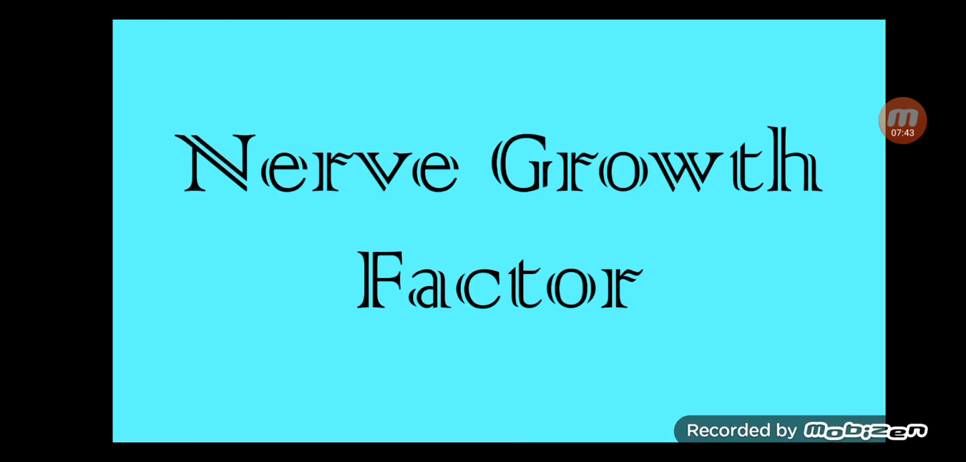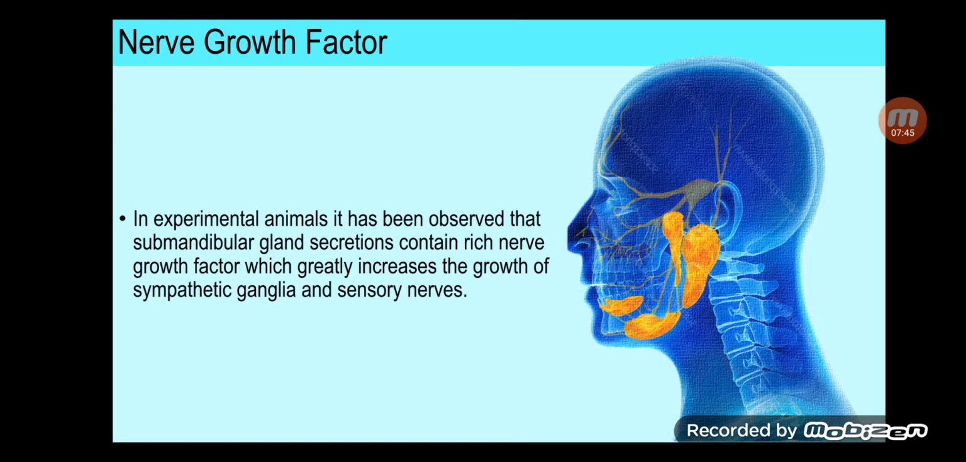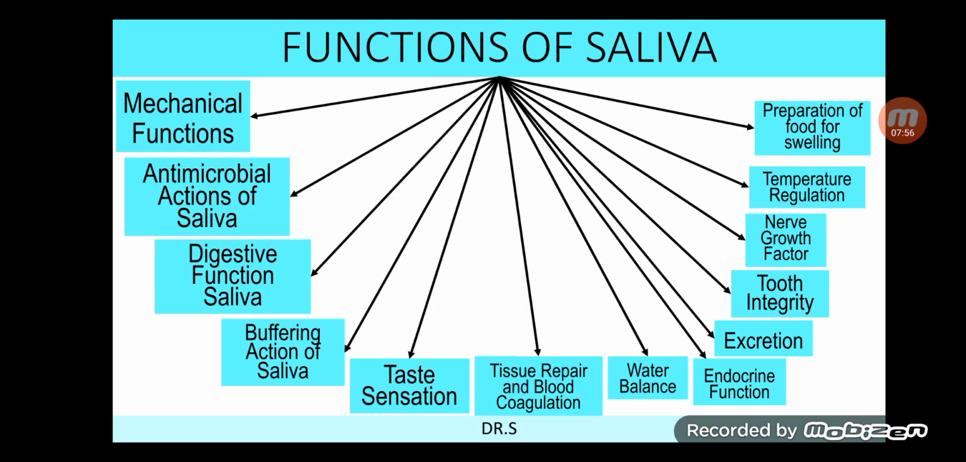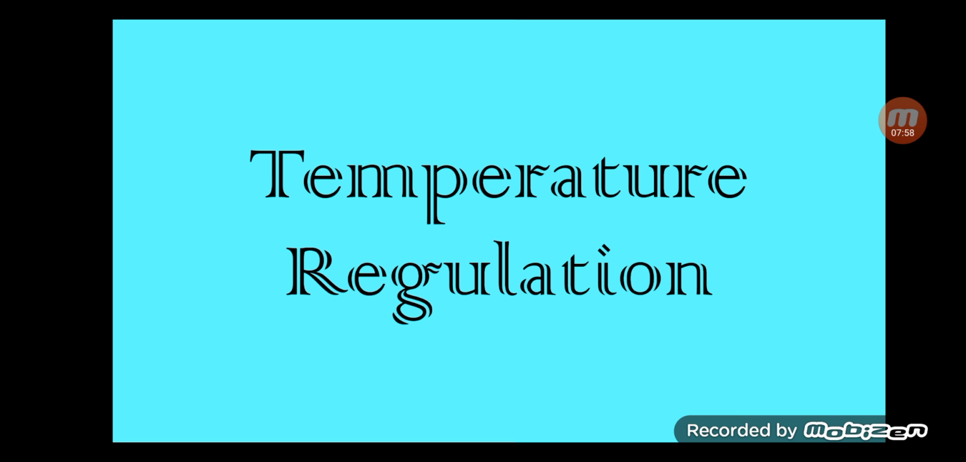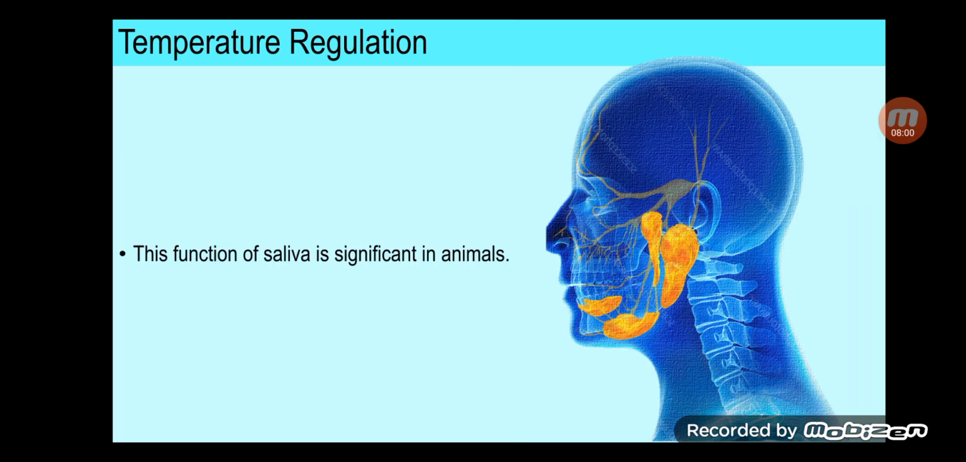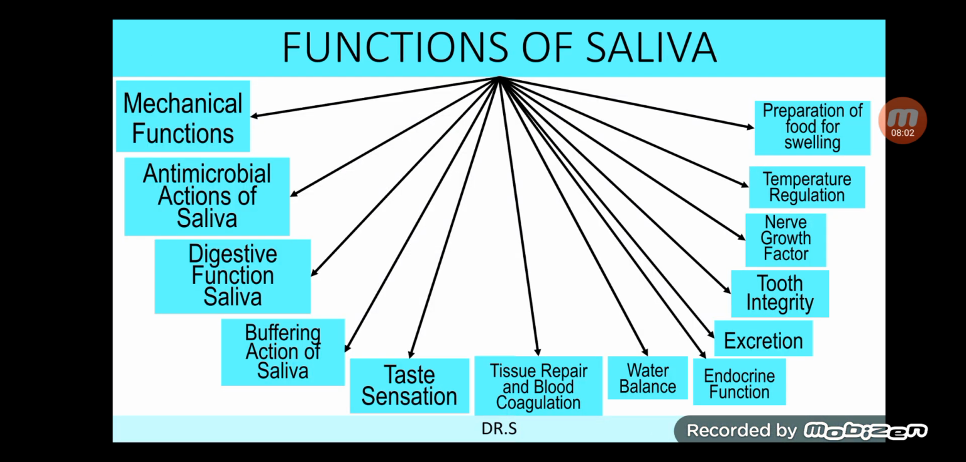The other function of saliva is nerve growth factor. In experimental animals, it has been observed that submandibular gland secretion contains rich nerve growth factor, which greatly increases the growth of sympathetic ganglia and sensory nerves. And the other purpose of saliva is temperature regulation. It is seen in animals, as they regulate their temperature through the tongue and the saliva.